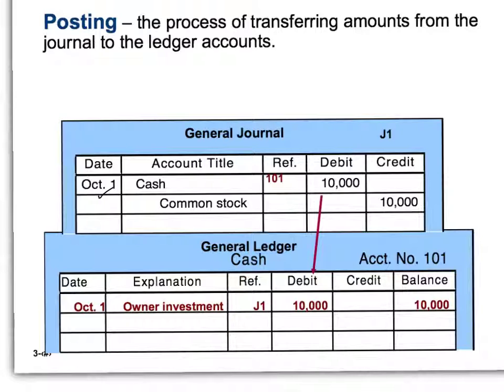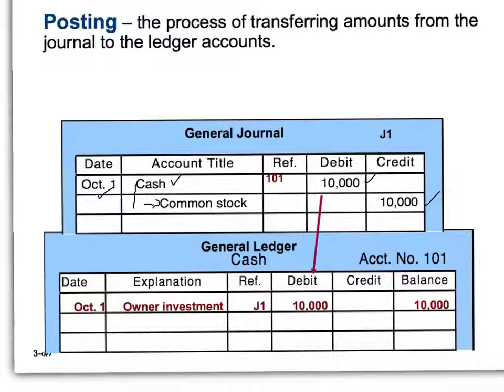The account that is debited is always written first. So we debit cash because cash increased, and we put the debit in the debit column. Common stock also increased. An increase in common stock, though, is a credit. We indent. You notice it's not on the same level. Here are the debits, indented are the credits, and we place it in the general journal.